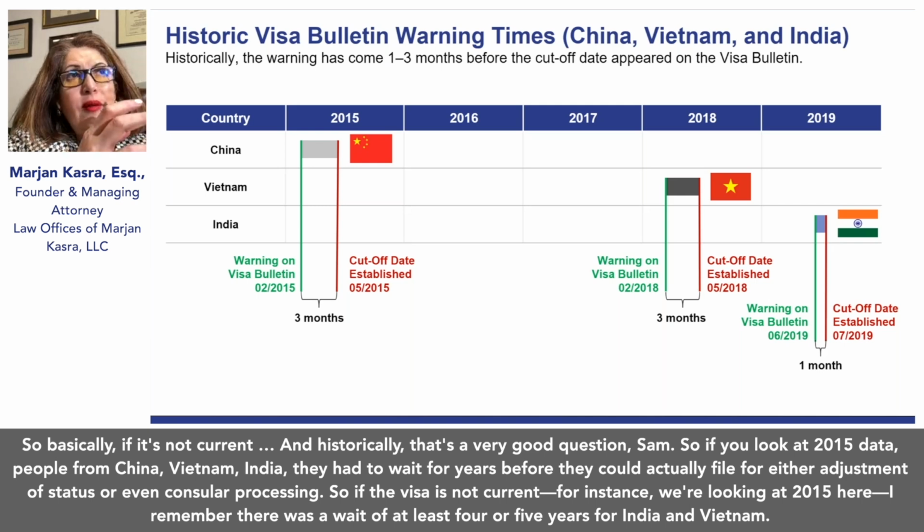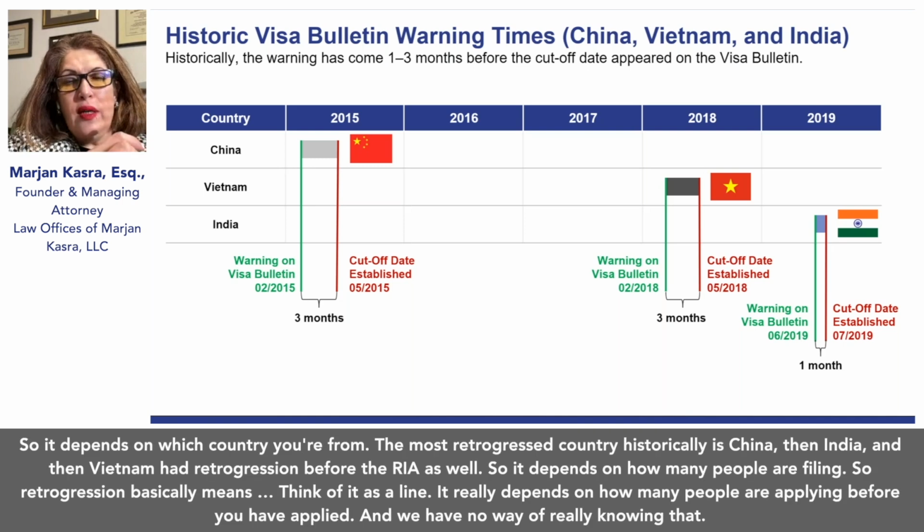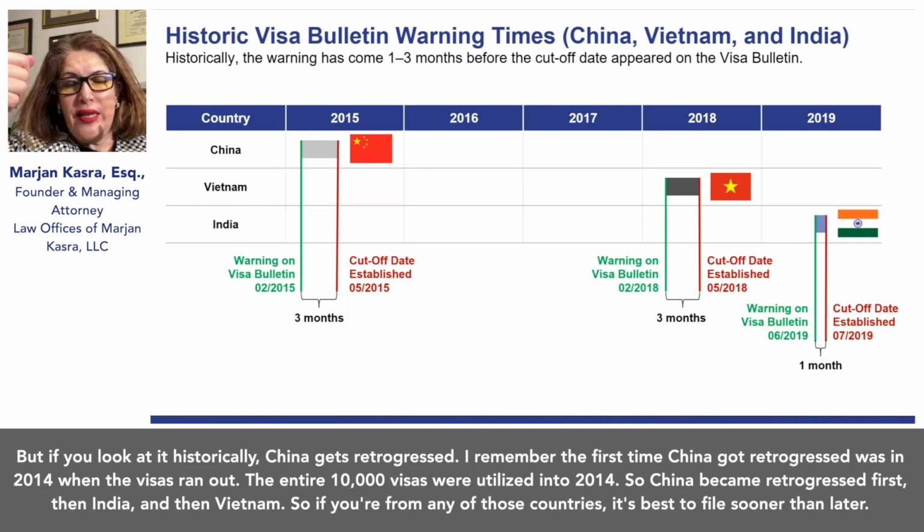I remember there was a wait of at least 4 or 5 years for India and Vietnam. So it depends on which country you're from. The most retrogressed country historically is China, then India, and then Vietnam had a retrogression before the RIA as well. So it depends on how many people are filing. Retrogression basically means, think of it as a line. It really depends on how many people are applying before you have applied, and we have no way of really knowing that. But if you look at it historically, China gets retrogressed.